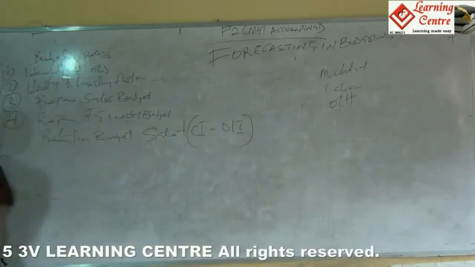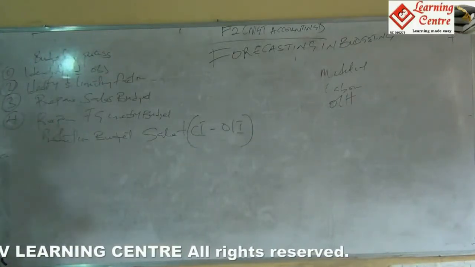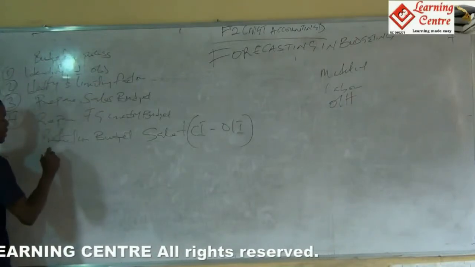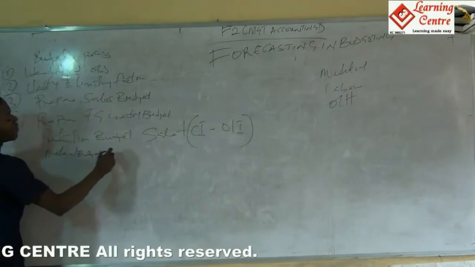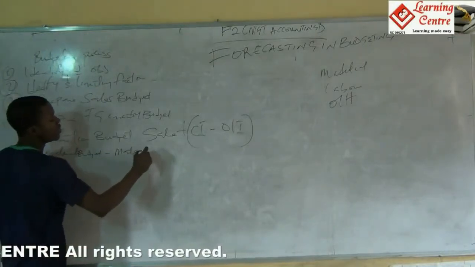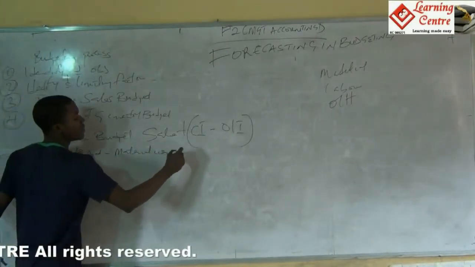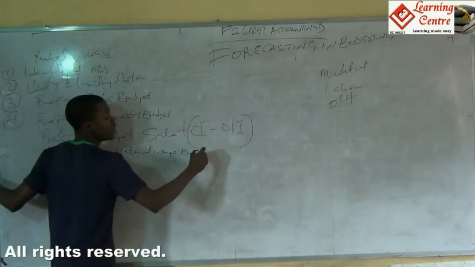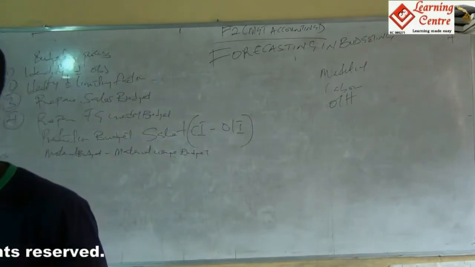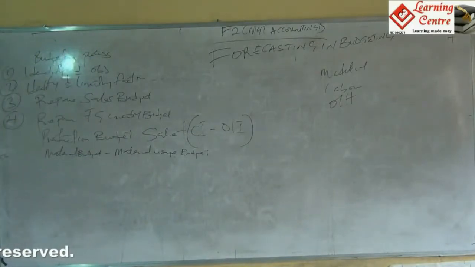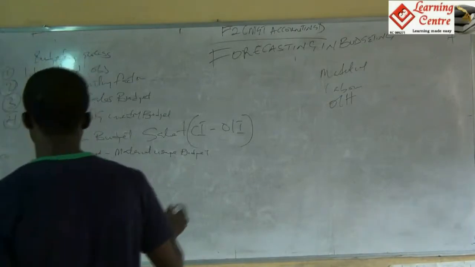Now, under the material budget, you first of all need to determine the quantity of material to use. So in the material budget, we have the material usage budget. That means if I want to produce 51,000 and each unit uses 3 kg of material, how much am I going to use? 51,000 times 3 kg. That's about 153,000 kg. That is the material usage.